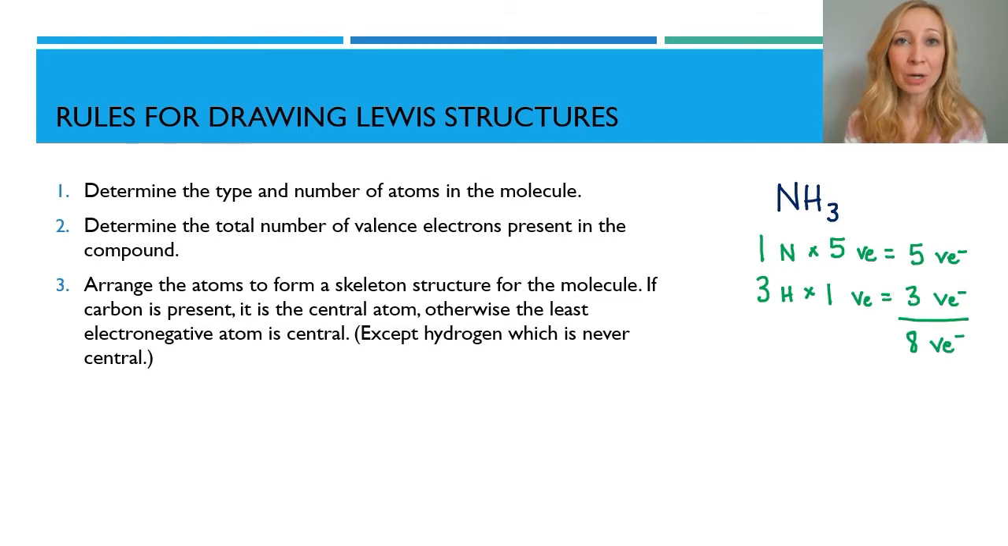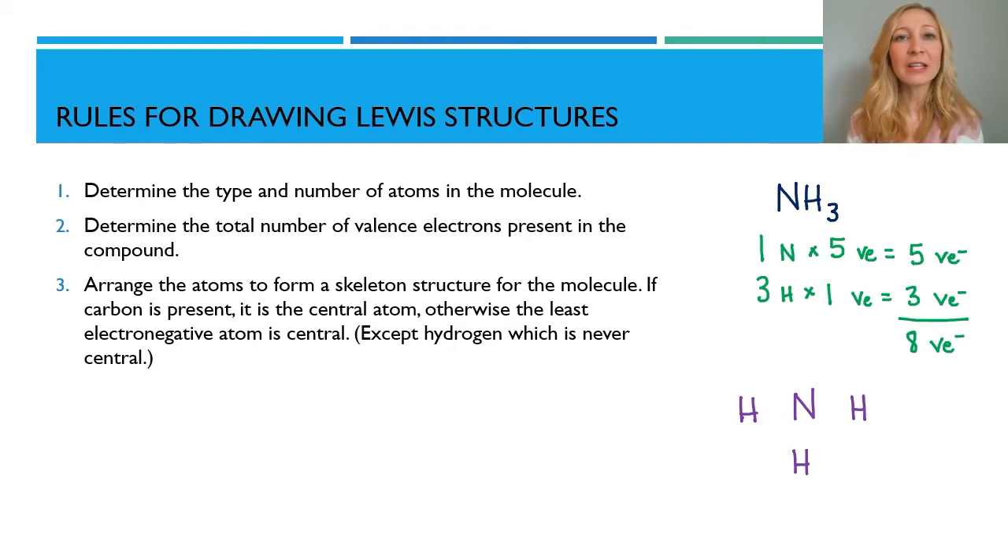This is the total number of all of the outer electrons that can be used for bonding purposes. The next thing we need to do is arrange the atoms to form a skeleton structure for the molecule. Now there are certain rules for that. If carbon is present, it's the central atom. Otherwise, the least electronegative atom is central, so farthest away from fluorine, not counting the noble gases. Hydrogen is never the central atom, so hydrogen will always go on the outside.